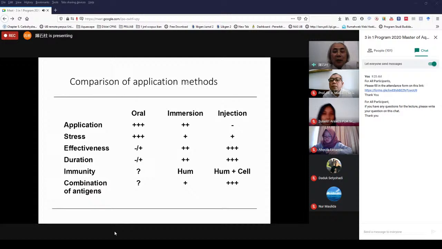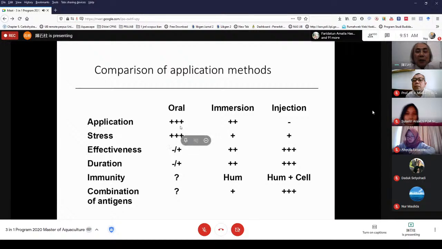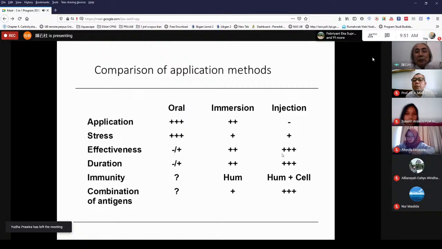So, comparison of the application methods, we should mention three different delivery systems. One is oral, second one is immersion, third one is injection. Comparing their application, stress, effectiveness, duration, immunity, combination of antigens. Okay, for the application, I think oral is very easy, immersion next, but injection requires taking out the fish, so a little bit not convenient. Stress, oral is not too much stress, but injection has stress. Effectiveness, efficacy, I think oral is low, poor protection. Immersion next, but injection is very good protection.